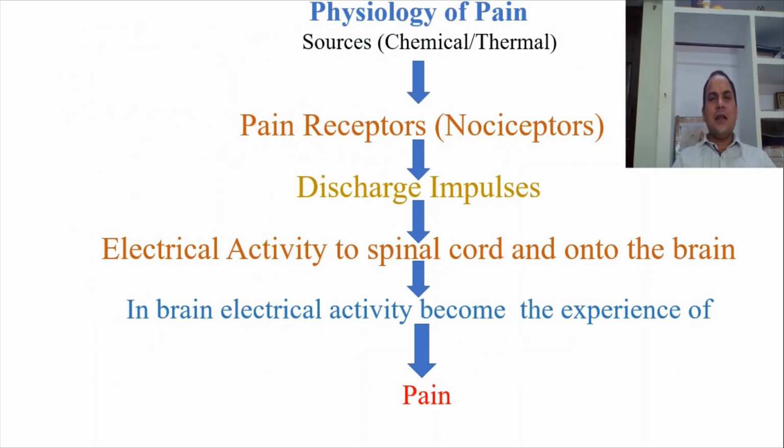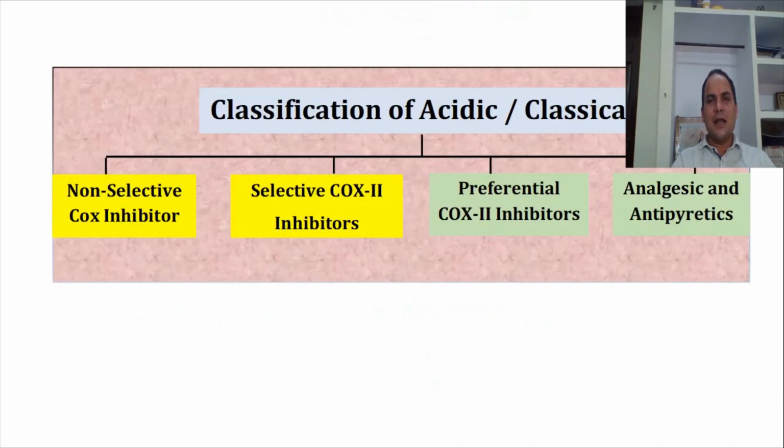Now we understand the physiology of pain, that is, the source of pain, which is chemical or thermal. Suppose there are pain receptors, also called nociceptors. They discharge impulses, which show electrical activity to the spinal cord and onto the brain. In the brain, this electrical activity becomes the experience of pain. As a result, pain arises.